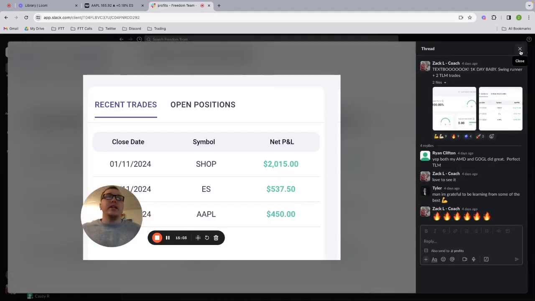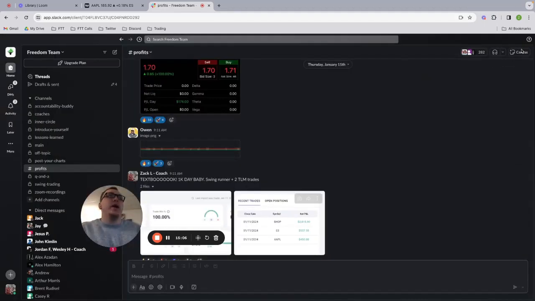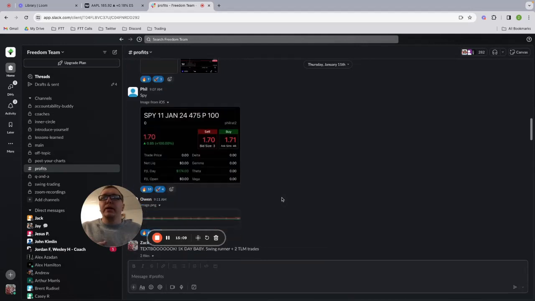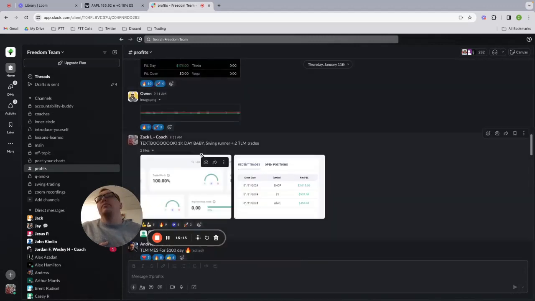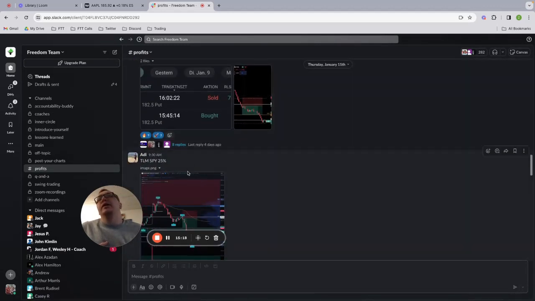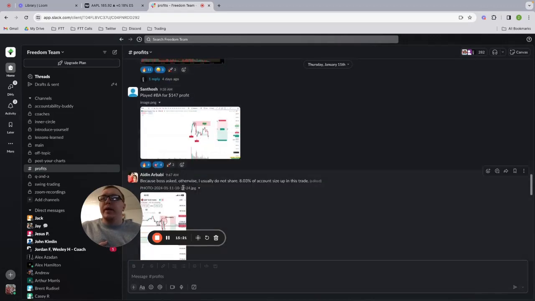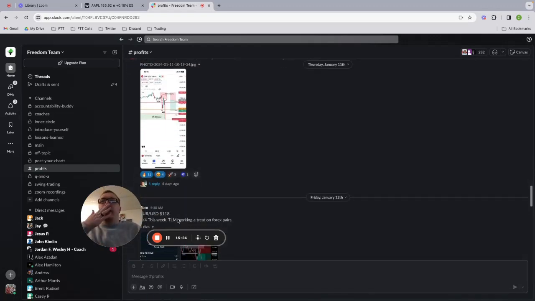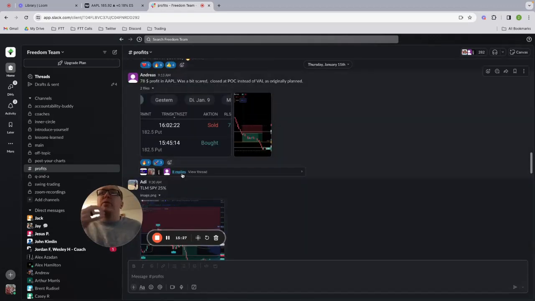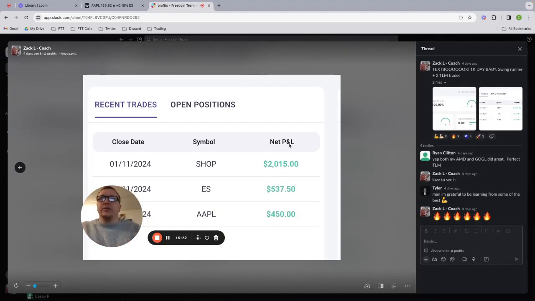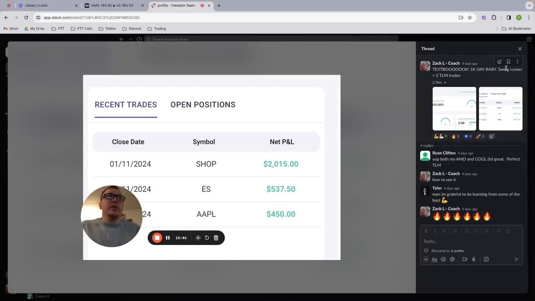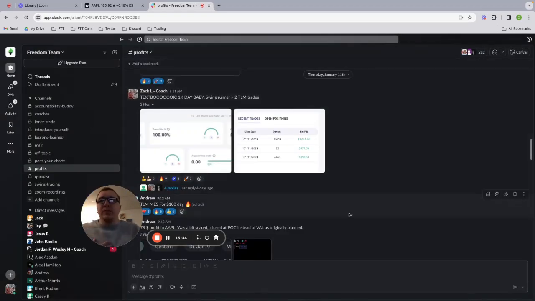Posted right inside the Freedom Team, as I do every single day. Again, a ton of other people banked on that trade as well. We had Eduardo, Gito, Phil, Owen, Andrew, Andreas, Audie. Santos played a different one, but still banked. Aiden, everyone banked inside of our group on this trade, and that's what we want to see. Again, ES, Apple, crushed. Shop was more of a swing. Ignore that. Maybe I'll do a video on that. ES and Apple crushed, along with tons of other people inside of our mentorship program.